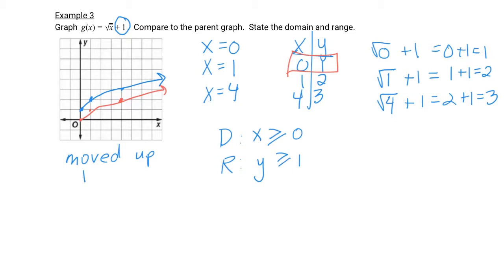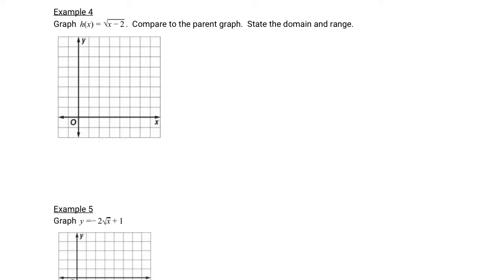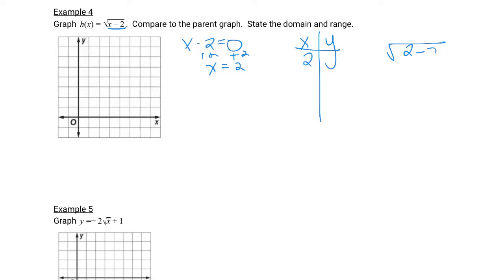Super. Let's keep going. This one, same idea, except for now the radicand is not just x. Now it's x minus 2. So we're going to set x minus 2 equal to 0, and then we add 2 to each side to get x equals 2. When I make my table, the first value now instead of 0 is going to be 2. So I plug 2 in here, and I get the square root of 2 minus 2. That's the square root of 0, which is just 0. So when x is 2, y is 0.